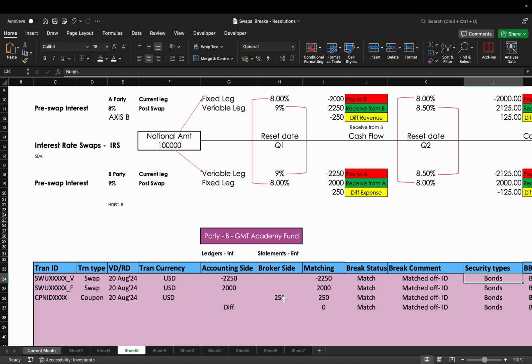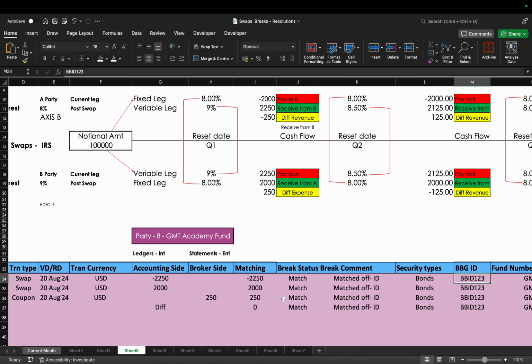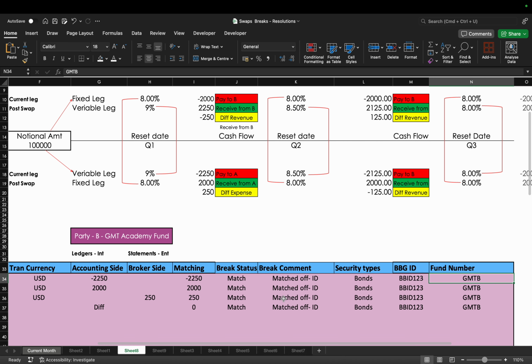If your statement versus ledger gets matched off, then match it off, update the comment, or maybe directly match it off in the system. There are different reconciliation systems, but now your question would be how can I identify that a coupon is related to those breaks only. Most of the securities are traded under Bloomberg, and Bloomberg provides IDs, which is the BBG ID, the Bloomberg ID.